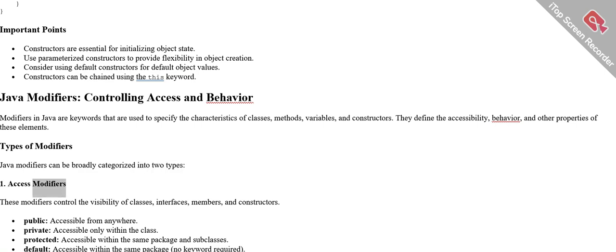1. Access modifiers. These modifiers control the visibility of classes, interfaces, members, and constructors. Public, accessible from anywhere. Private, accessible only within the class. Protected, accessible within the same package and subclasses. Default, accessible within the same package, no keyword required.